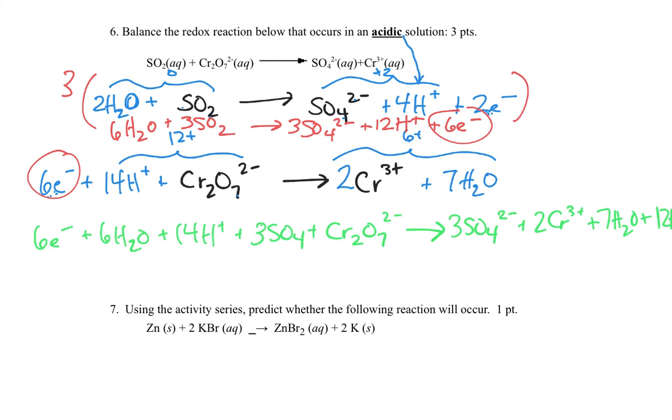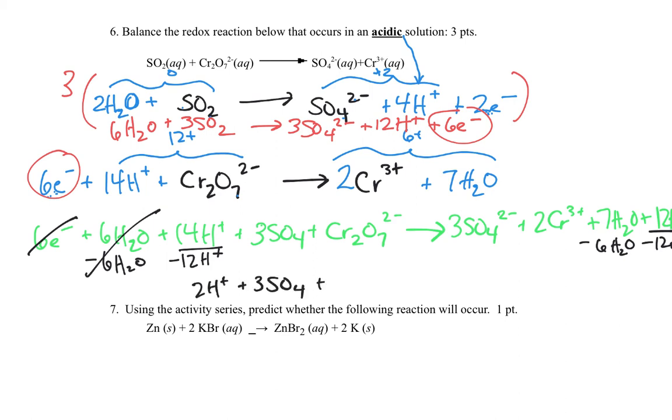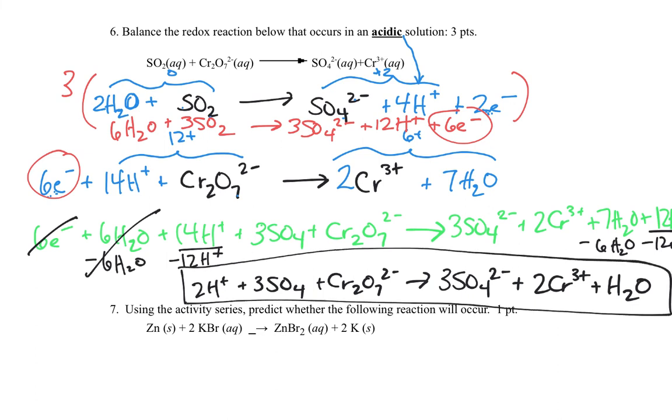Okay, I can go back to my black here. The 6 electrons are going to cancel each other out. We have hydrogens on both sides. They're going to cancel each other out as much as possible. We have waters on both sides. We're going to cancel those out as much as possible, just like variables in an algebraic equation. So these will cancel out. We should get 2 hydrogens plus 3SO2 plus chromate going to produce 3SO4 2 minus plus 2 Cr3 pluses plus H2O. And that is your final answer.